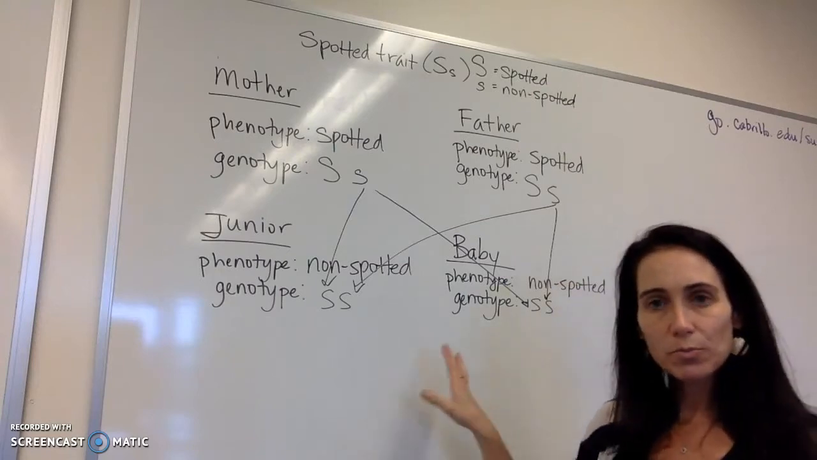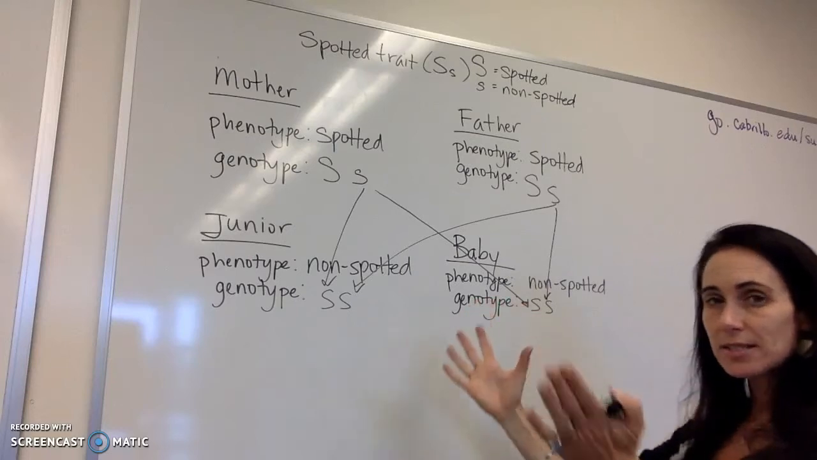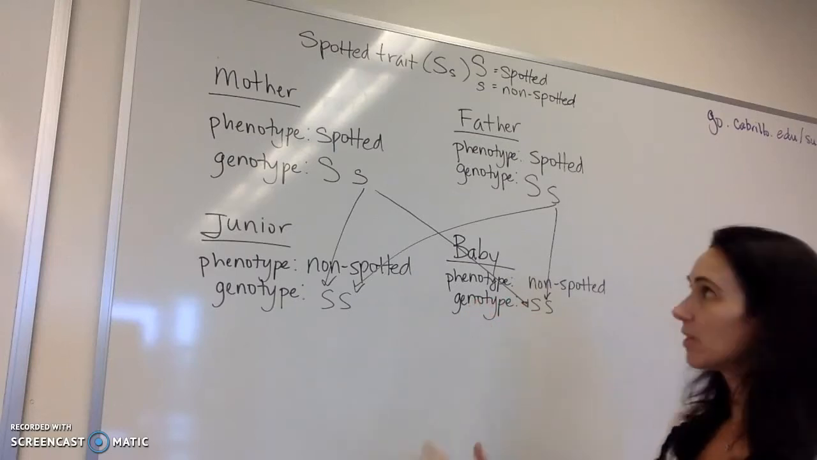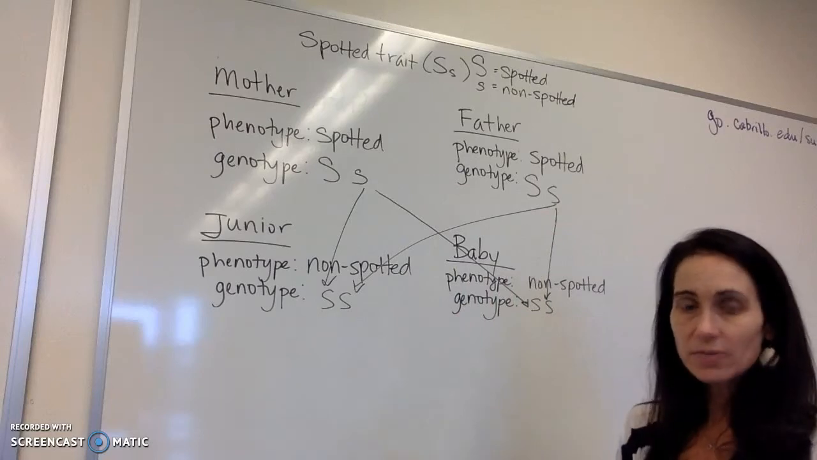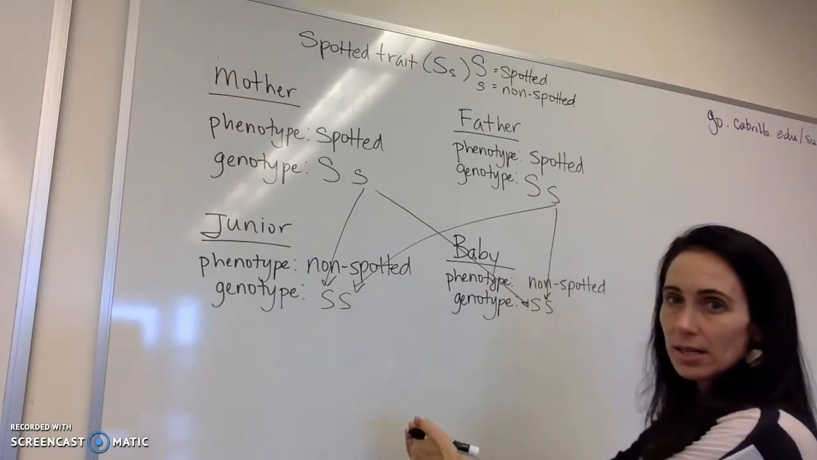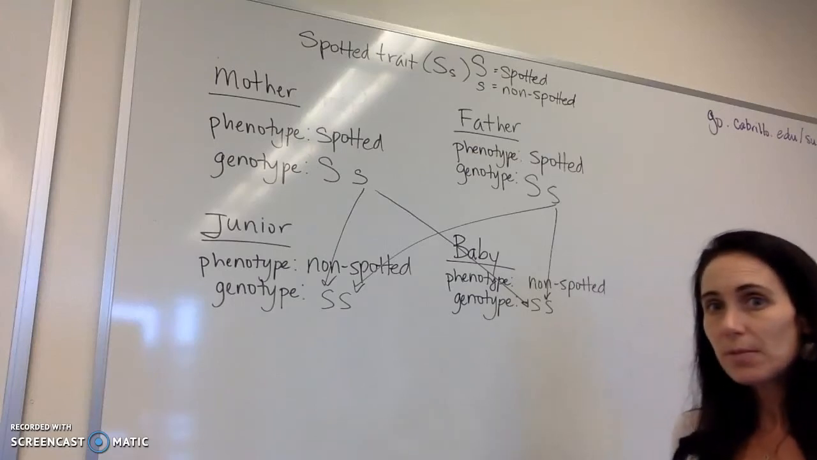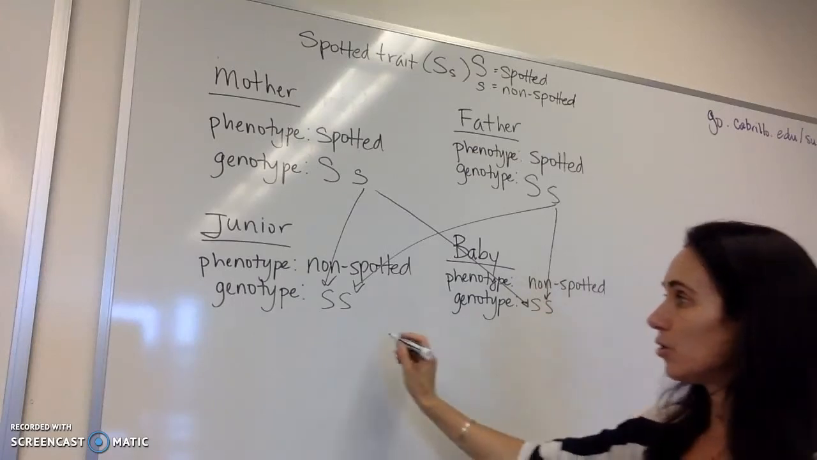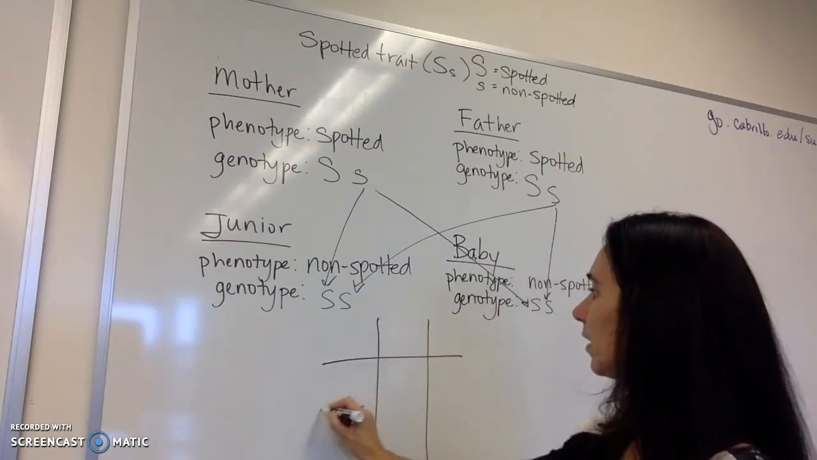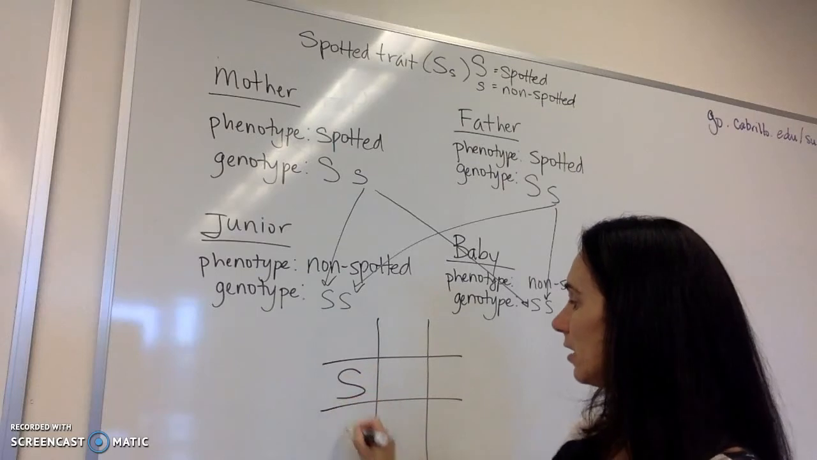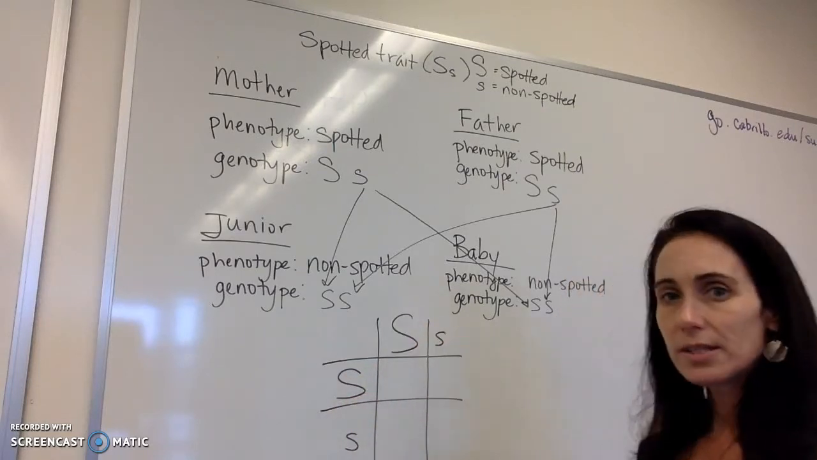And so this brings up a really good point, which is that this process is entirely random in terms of which alleles go into those reproductive cells that get inherited by the zygote. And so if we put these same genotypes of the parents into a Punnett square, we'll put Dad along this side and Mom along this side.